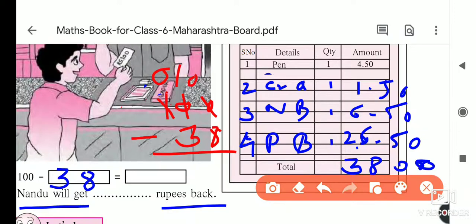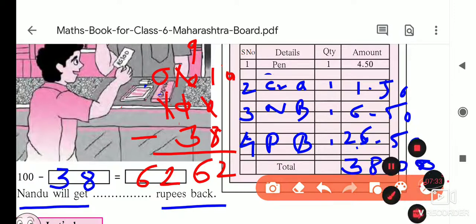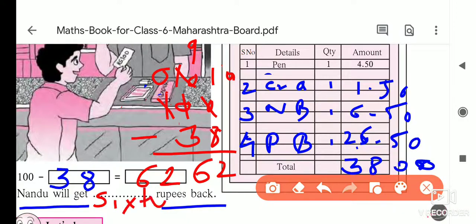Here will be 10. And 1 from this side if we are taking here, then here it will be 10, and here it will be 9. So 10 minus 8 is equal to how much? 2. And 9 minus 3 is equal to how much? 6. So total how many rupees? 62 rupees that the shopkeeper will return to Nandu.